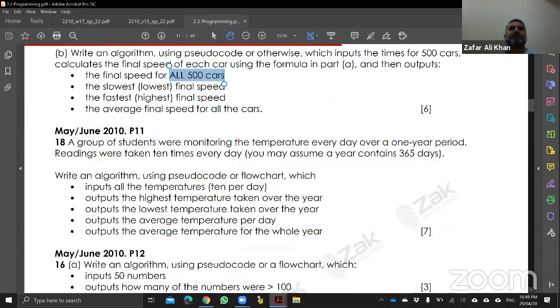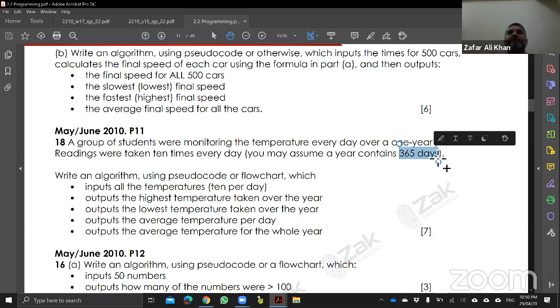Now, here is a question, May, June 2010, P11. This question says a group of students were monitoring the temperature every day over a 1-year period. Readings were taken 10 times every day, and you may assume that a year contains 365 days. Now you can see that 10 times every day is one number, and 365 days is another number. So these are two numbers.